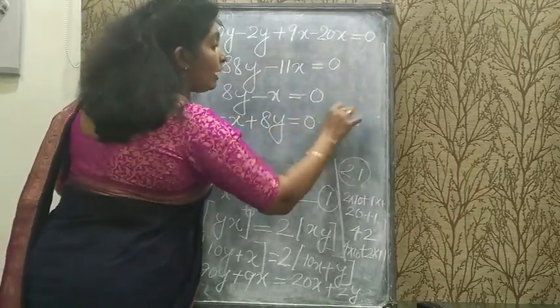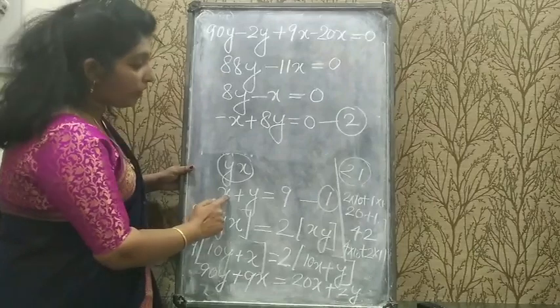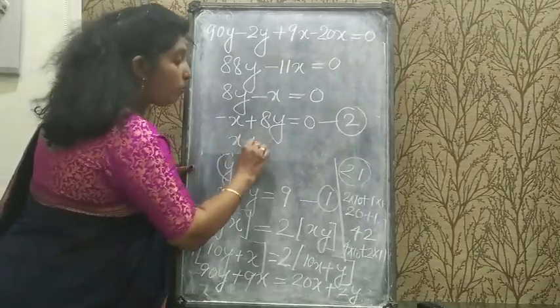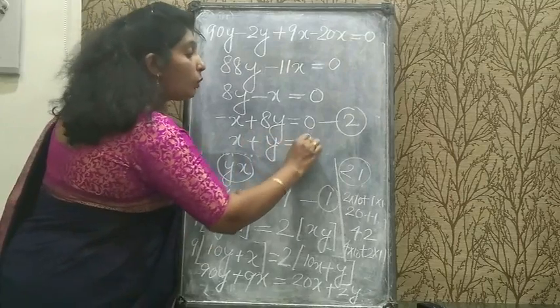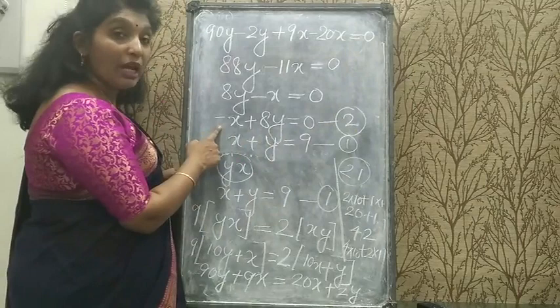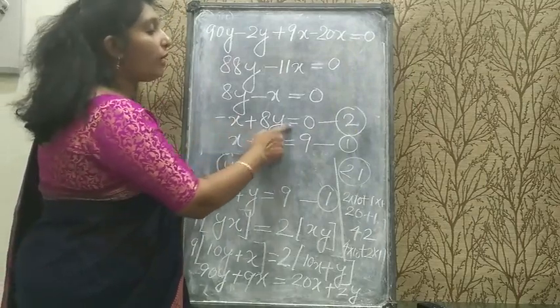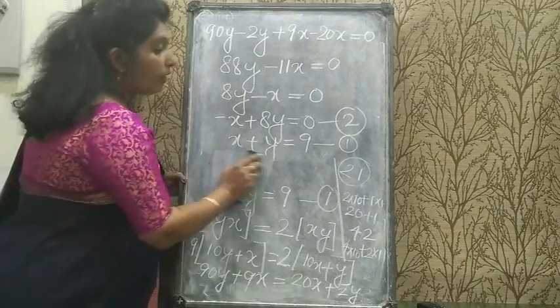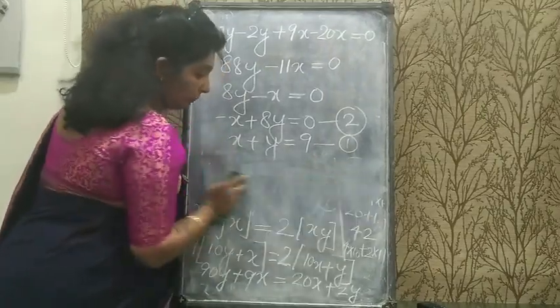This is the second equation. Already we got one equation here. The first equation was x plus y is equal to 9. Now we got the second equation as minus x plus 8y is equal to 0. Now using the elimination method, we have to solve these two equations.